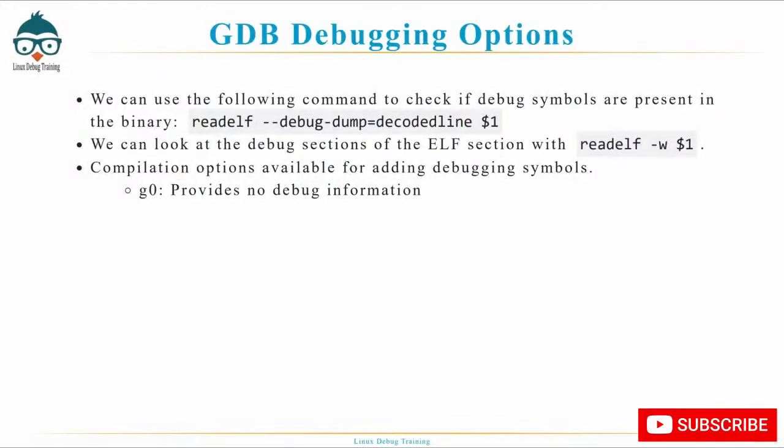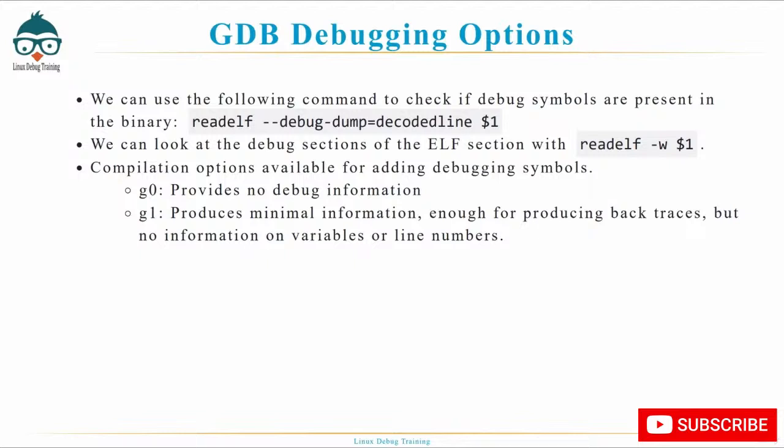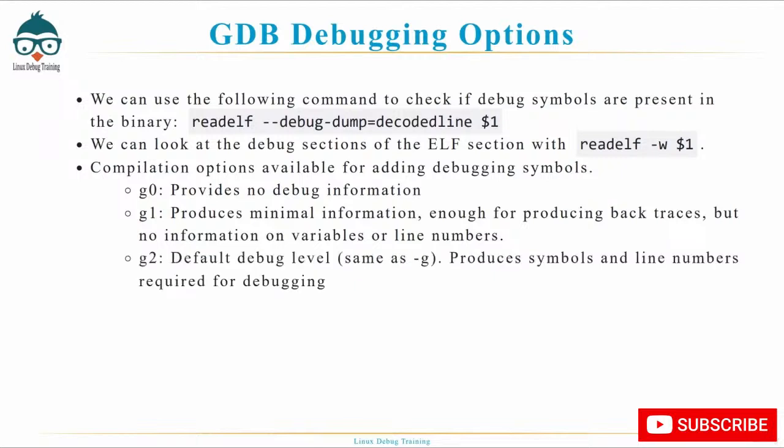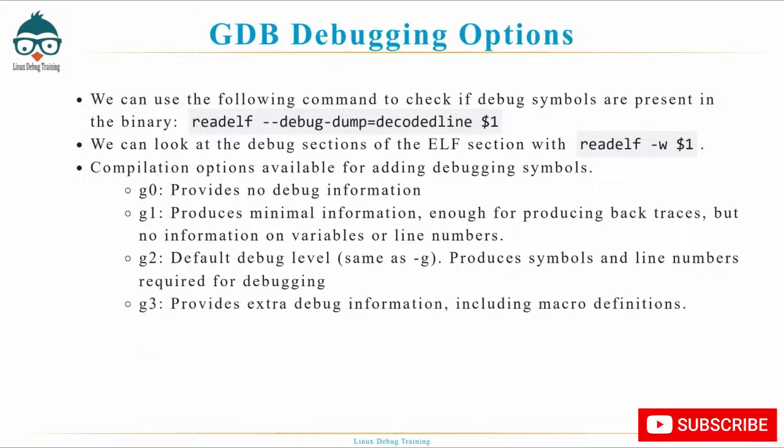Compilation options available for adding debug symbols are as follows. -g0 provides no debug information. -g1 produces minimal information, enough for producing backtraces, but no information on variables or line numbers. -g2, which is the default debug level, and which is the same as just passing -g without an argument, produces symbols and line numbers required for debugging. -g3, which provides extra debug information, also includes macro definitions.